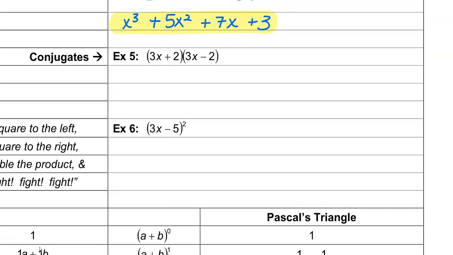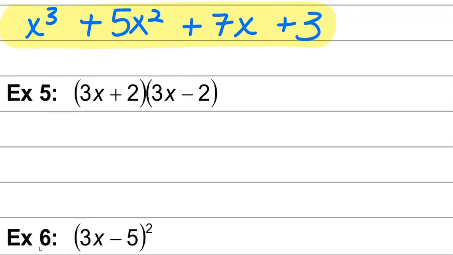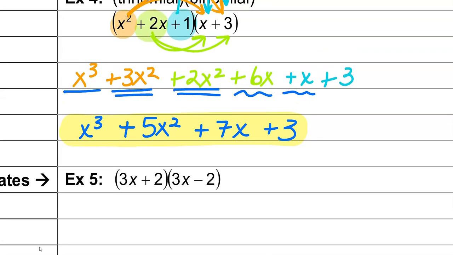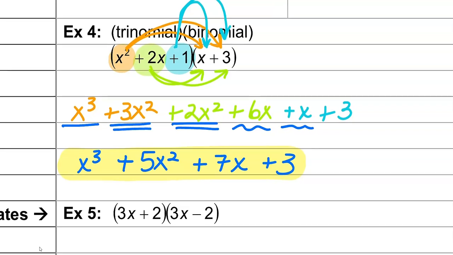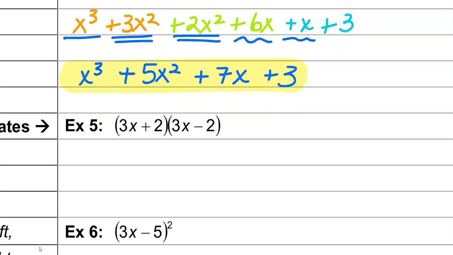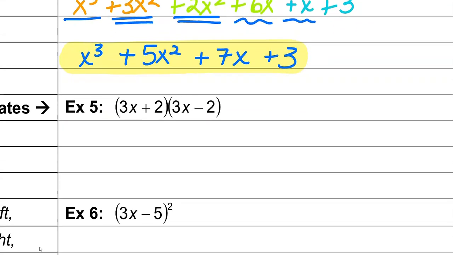Conjugates. So the cool thing about conjugates is, that's what we have here. Bring this down just a little bit. Now with conjugates, can I take the 3x and distribute it here and the plus 2 and distribute it here? Yeah, we totally can do that. Here's the thing though, the middle terms will always cancel out with conjugates. Okay, so we can actually shortcut this.